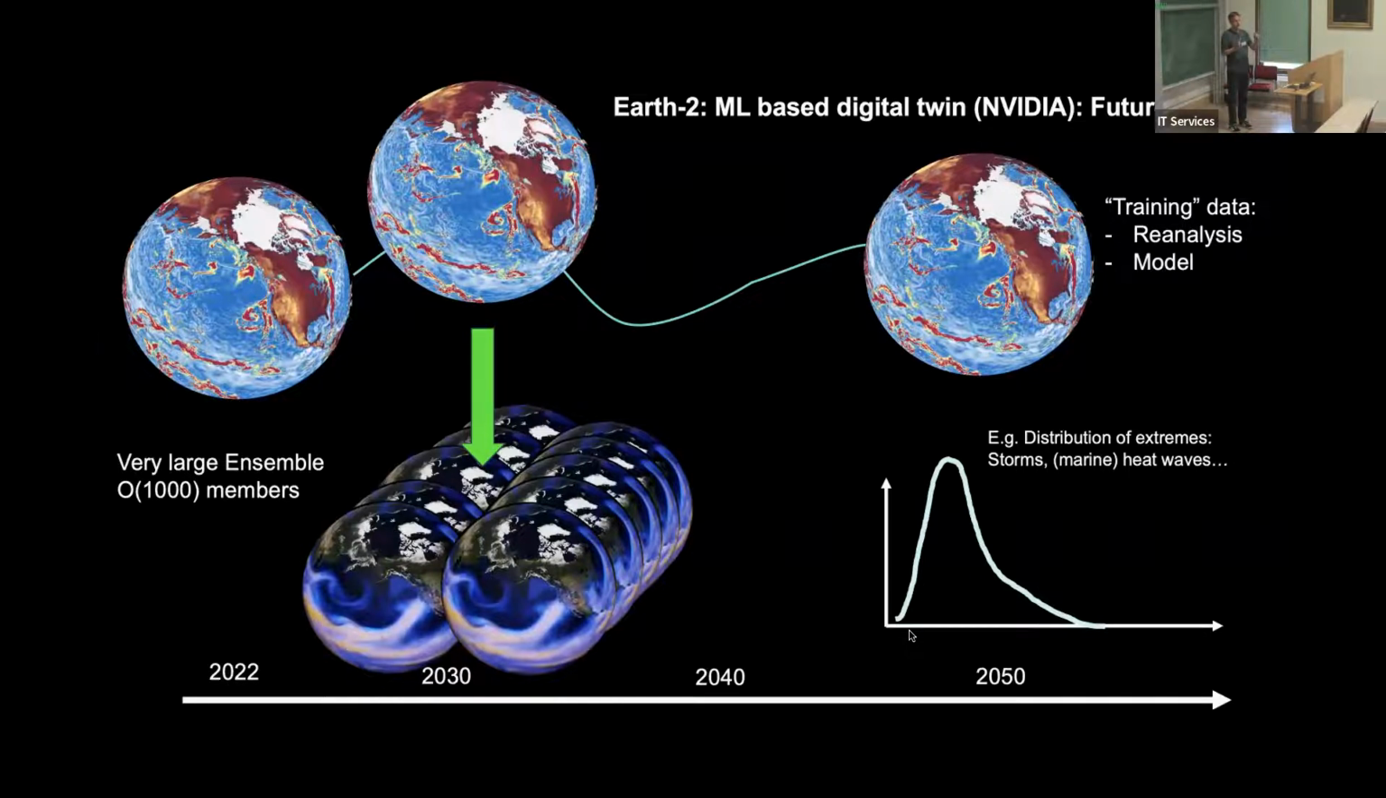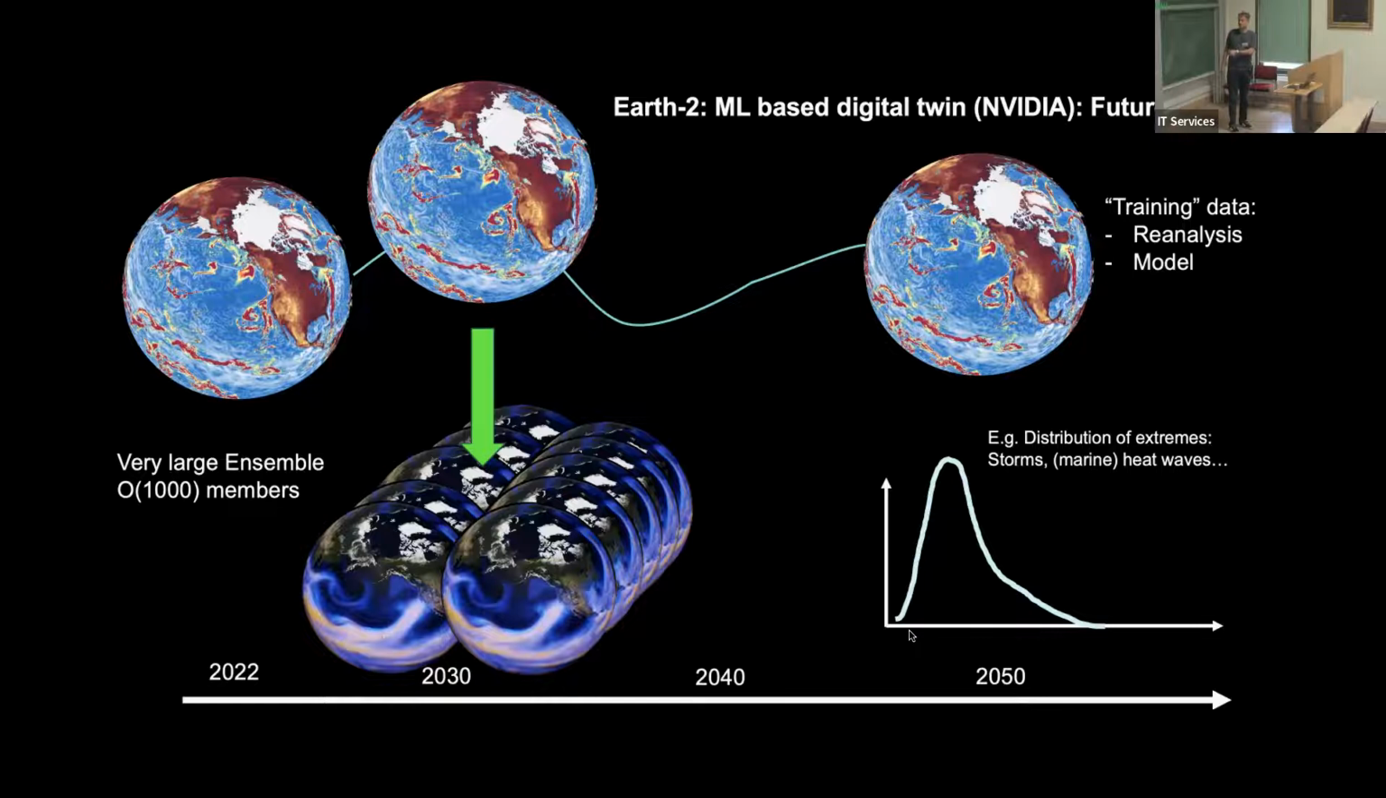So you could create, even though it's based on information from a very complex system that is hugely expensive to run, perhaps thousands of ensemble members that are better suited to sample the tails of the distribution of extreme events, be they storms, heat waves, floods, or marine heat waves in the ocean. And that could be done, for example, for different times.